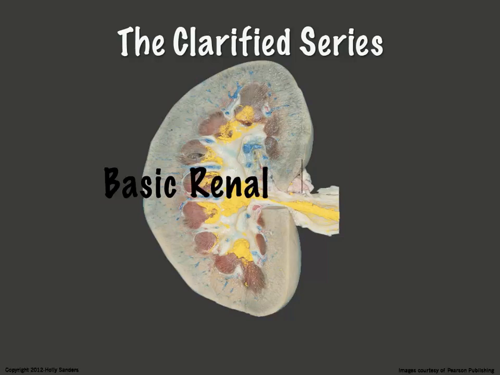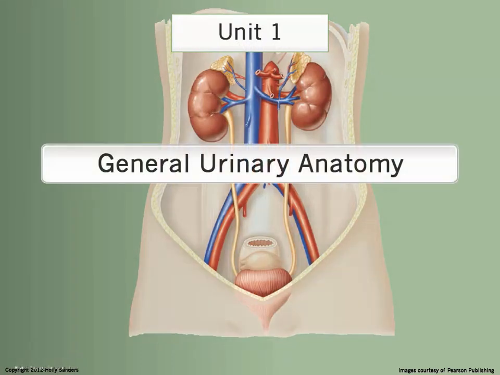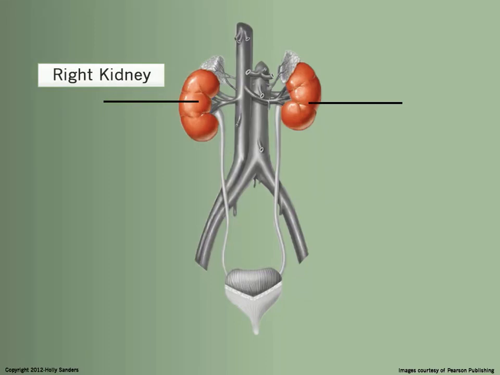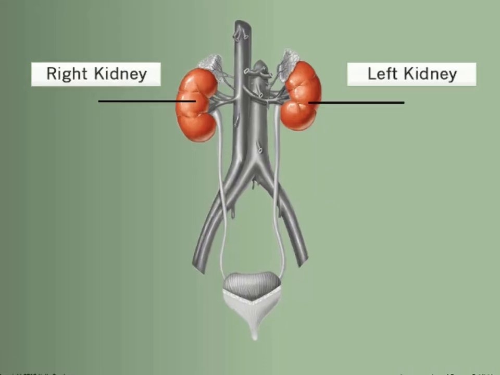In this section, we will be focusing on basic renal anatomy. Unit 1, General Urinary Anatomy. Let's start by taking a look at the kidneys. The kidneys are located retroperitoneal, which means behind the peritoneum.